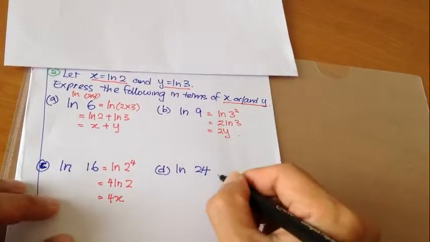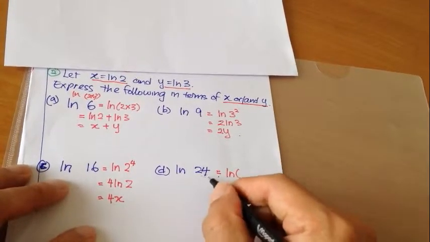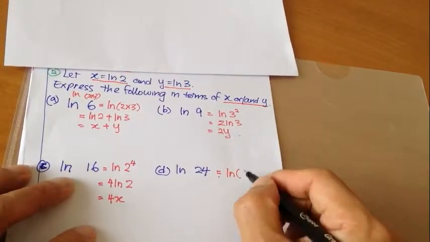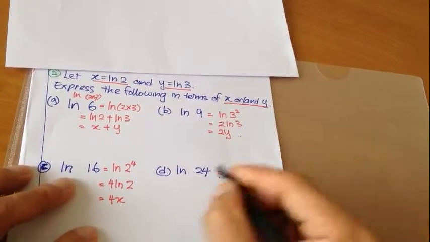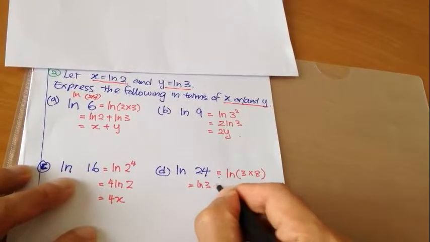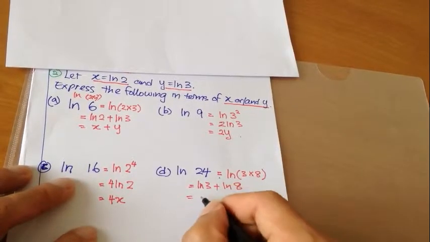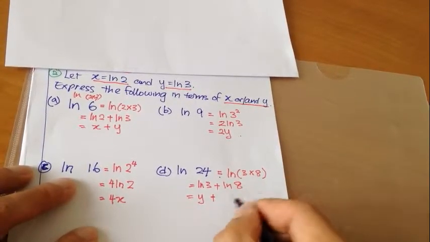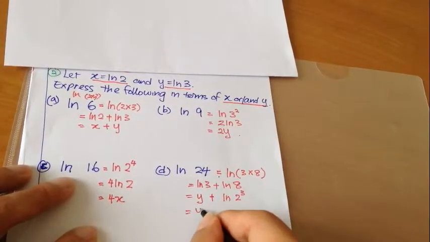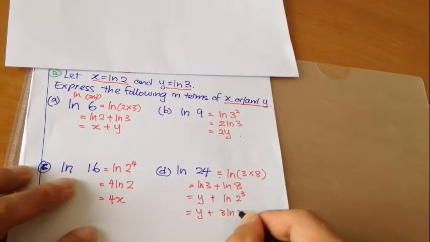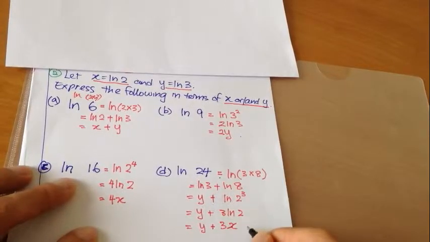Next is ln24. Now we have to express 24 in terms of 2 and 3. So we can think of this 24 as 3 times 8, for example. So that becomes ln3 plus ln8. And ln3 itself is just going to be y. ln8 is ln of 2 raised to the power of 3. So that will be y plus 3 ln2, or y plus 3x.